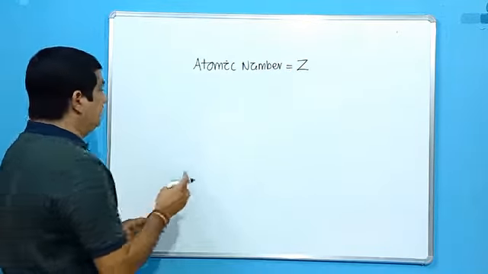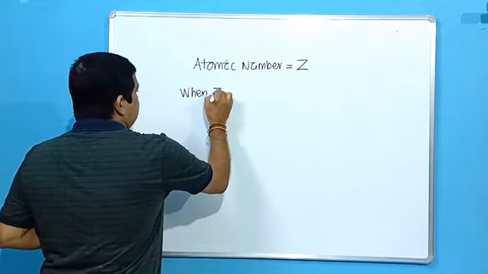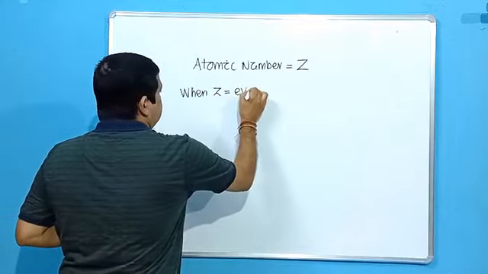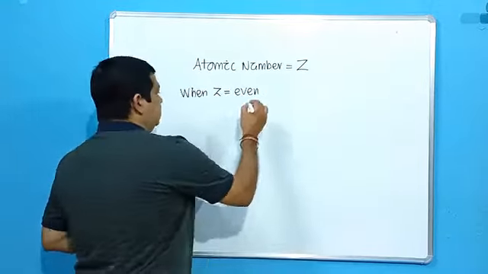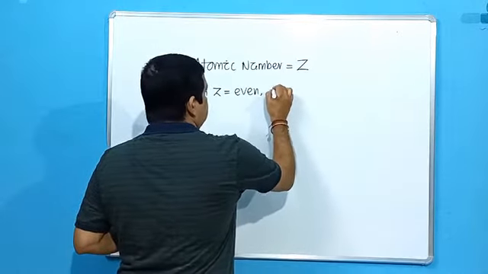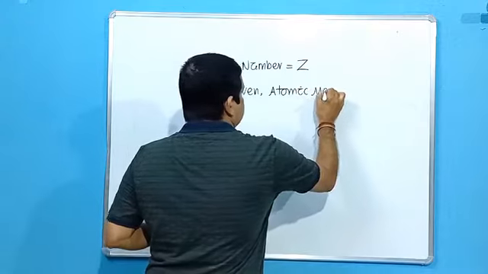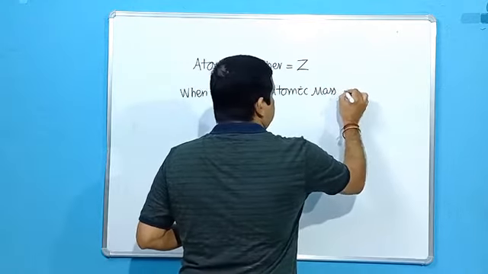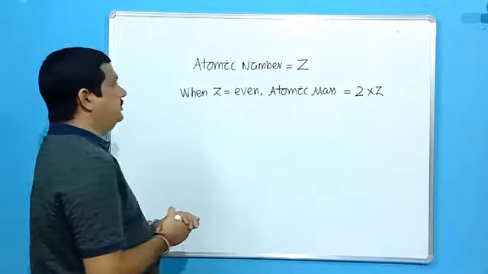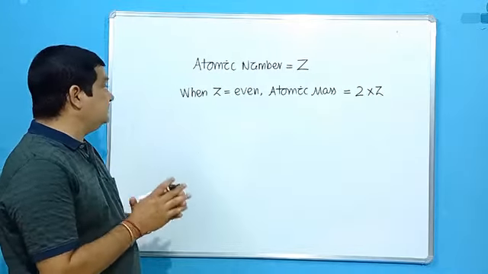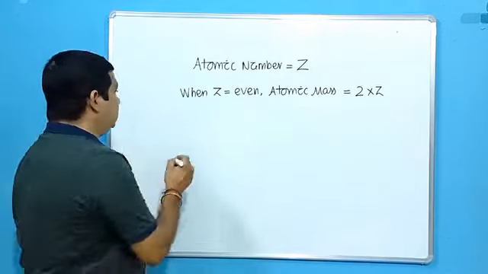So what is the trick? Now when Z is even, means divisible by 2, so when Z is even, what will be the atomic mass? Atomic mass will be 2 into Z. So what is the trick? Now when Z is even, atomic mass will be twice the atomic number.